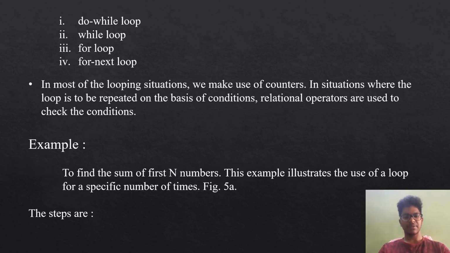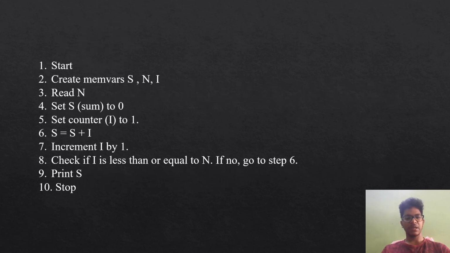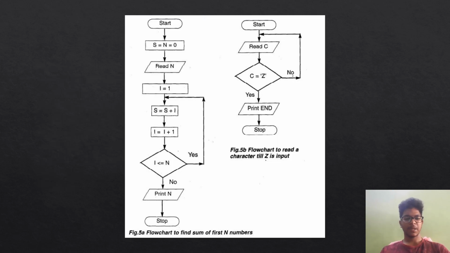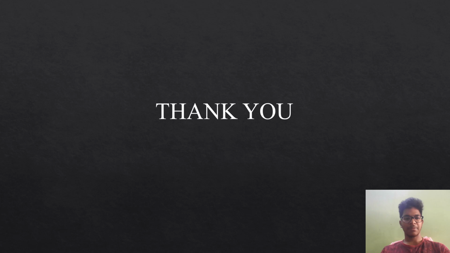Example to find the sum of first n numbers. This example illustrates a loop executed a specific number of times. The steps are: start, read n, set sum S equal to 0, set counter I equal to 1, S equals S plus I, print S, stop. Thank you.